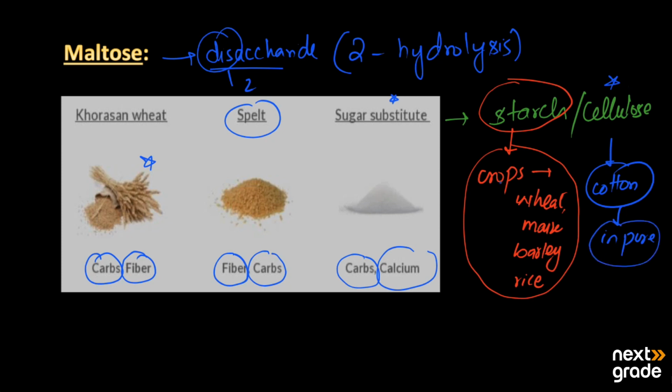So these were the simple sources of carbohydrates, in which we discussed sucrose, maltose, lactose, glucose, fructose, and different polysaccharides like starch and cellulose.